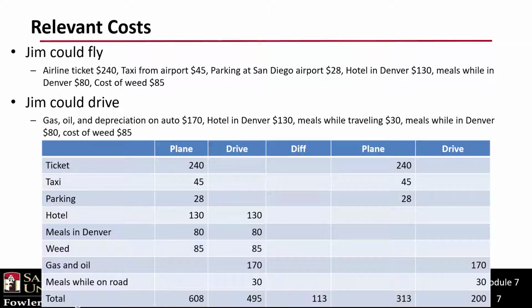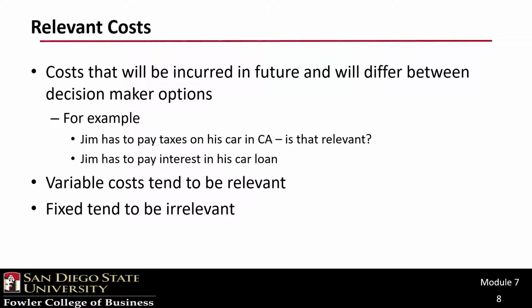Now, clearly the cost of the hotel is relevant from the perspective of a budget. And we'll talk about relevant costing from a budget perspective in a few videos. But right now we're focused on relevant costs when we're doing an alternative comparison. Okay. So, costs that are incurred in the future that will differ between decision maker options.